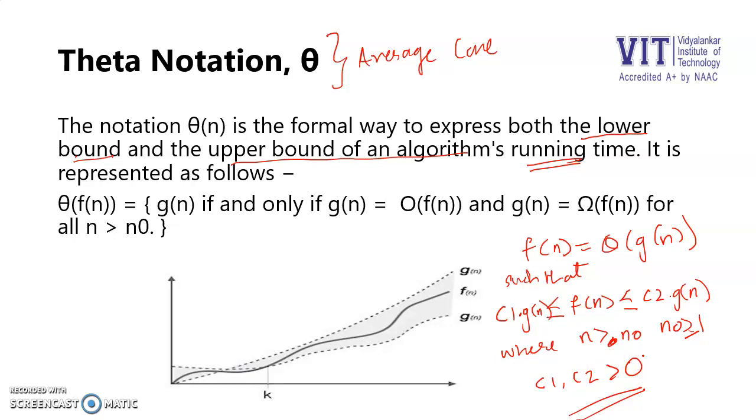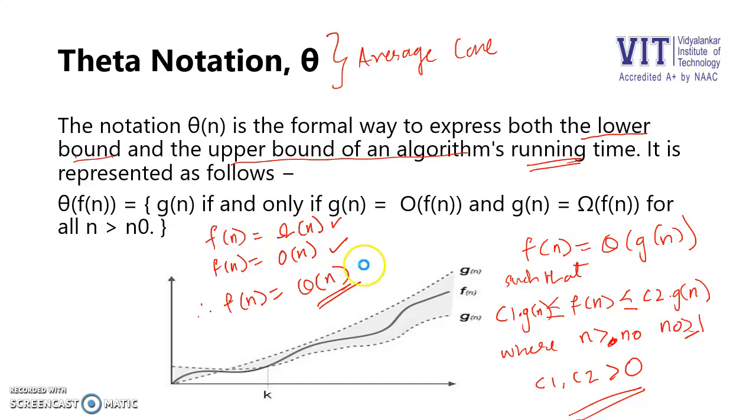Now this is very complicated in terms of mathematical representation. What you are supposed to understand is this: if f of n is omega of n, that is, the best case is n, and f of n is big O of n, meaning the worst case and best case are the same, it is linear, then we can say f of n is theta of n. So that's the average case complexity of the algorithm, correct? We have discussed these.